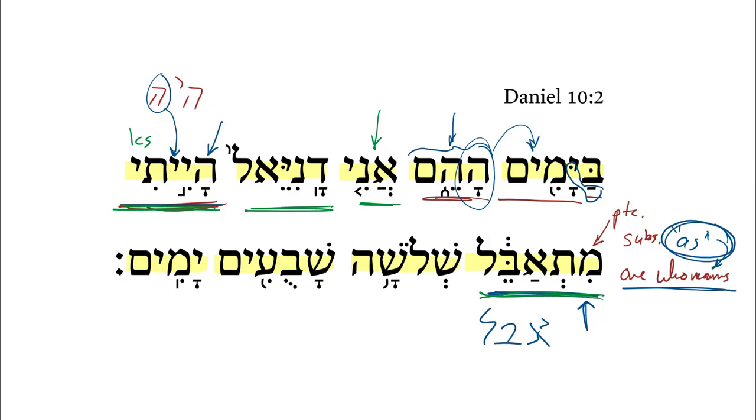Then we get the time marker here, 3 weeks, and then days. Now, the reason that days is added here, I was helped by this by Andrew Steinman. The reason days is added here is we want to talk about this is actually 3 weeks of days, 3 weeks of days. These are not figurative weeks like we saw in chapter 9. And so literally 3 weeks is what we're talking about here.